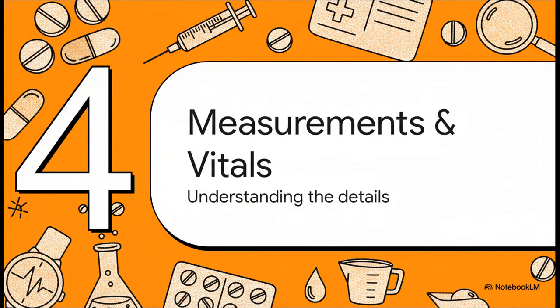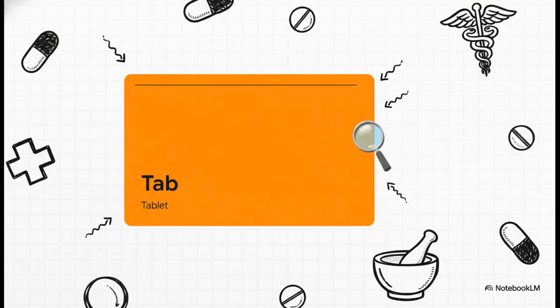Okay, we're on to our last batch of abbreviations. This group covers things like dosage, the form the medicine comes in, and a few other key terms you'll see on your chart. Let's dive into the details. Let's kick things off with a super easy one, TAB. It's just short for tablet. Simple as that. It's just telling you what form the medication is in.